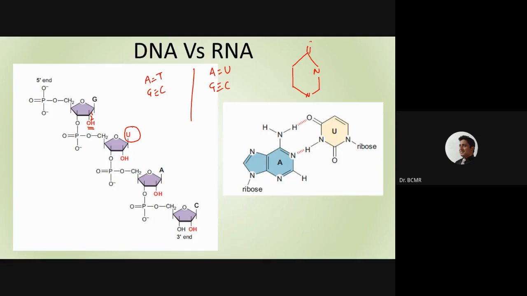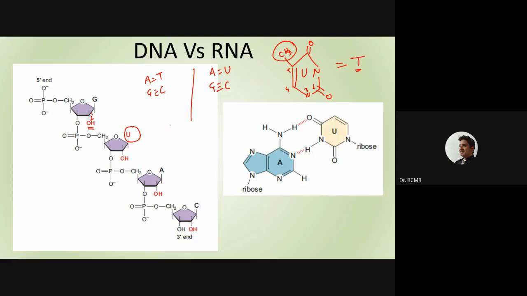So uracil is easy to draw. I'm not changing it, just solving for the double bonds. But yeah, this is uracil. And if I put a methyl group, that is thymine, this is the difference. So 1, 2, 3, 4, 5. 5-methyl uracil is thymine. Okay, that I keep telling.